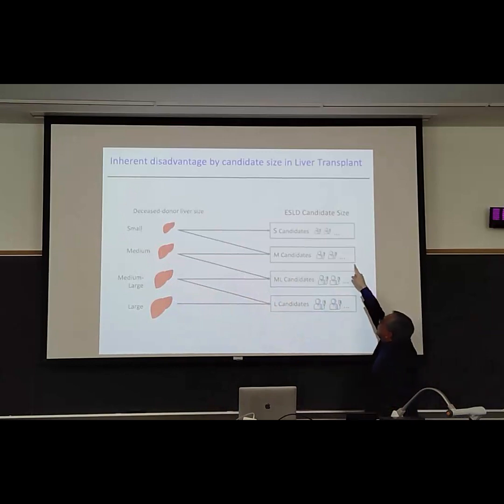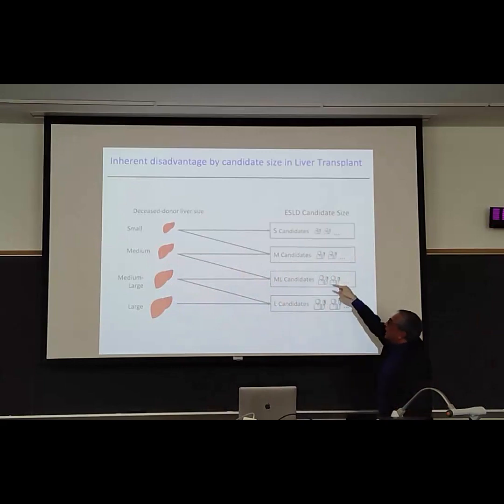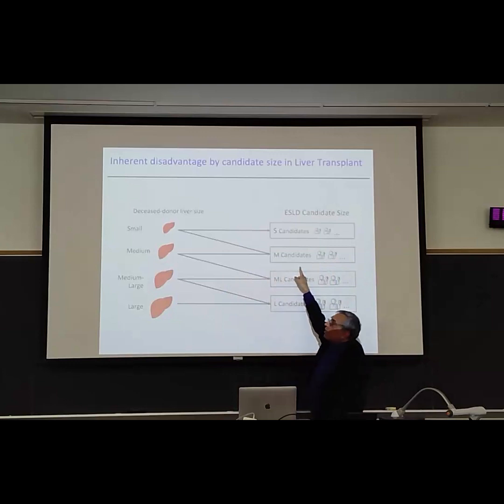So what happens is small candidates are disadvantaged because they can only take small livers. And in liver, the policy until last year was something called the MELD score, which is based on urgency. So if there is a small candidate with MELD score 28, a medium candidate with MELD score 29, and a small organ came, who would get it? The medium person would get it. But by the time the next small one came, this person might have become 34.